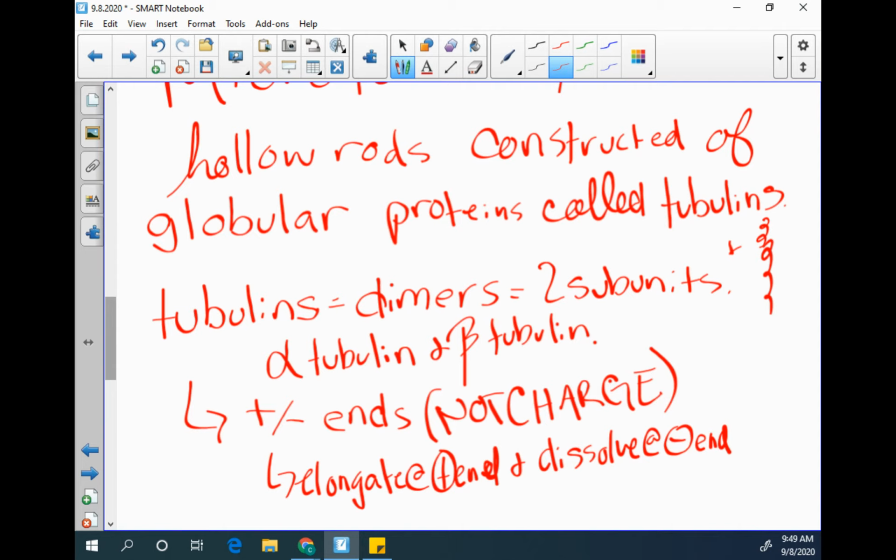All right, cool. So dimers, which means they're made of two subunits or two polypeptides because they are proteins. They are named alpha and beta. A lot of the times, whenever we have dimers, they are called alpha and beta.